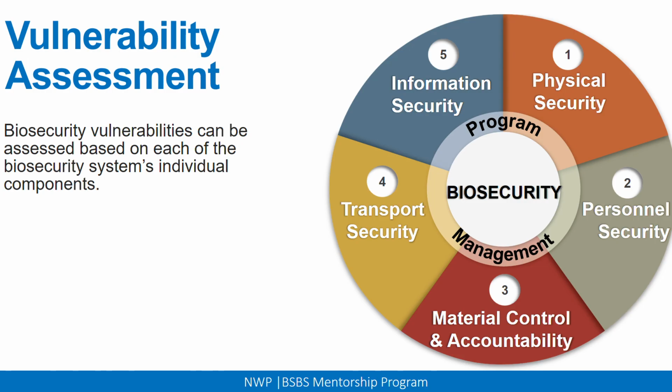So what are these pillars? We have the physical security, personnel security, material control and accountability. Then we have transport security and information security. So for you to have a strong biosecurity program, each of these 5 pillars need to be strengthened. So I'll just explain one pillar and how you do a risk assessment with that pillar. I'll look at physical security.